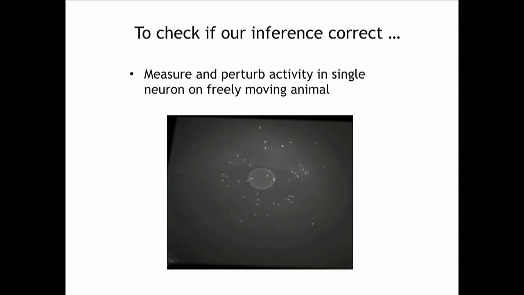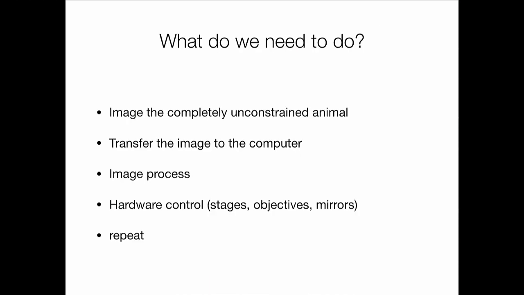So we identified three neurons. We want to go shoot individual ones of them to see if we got the correct ones. And I told you just now, I can't address them independently, so I have to do some optics mumbo jumbo to go shoot the neurons that I want and turn it, as I said, into a video game. So this is what we need to do. Completely unconstrained animal, image the animal, transfer the image to a computer, and this is a very big deal, by the way, process the image, do all the hardware control to move the stages and everything else, and we also have little mirrors that we can adjust to shoot light, and repeat.